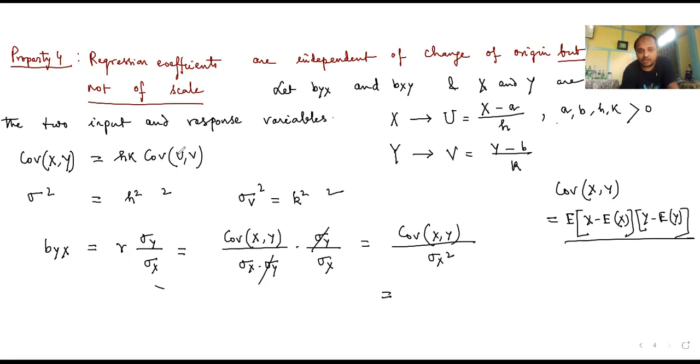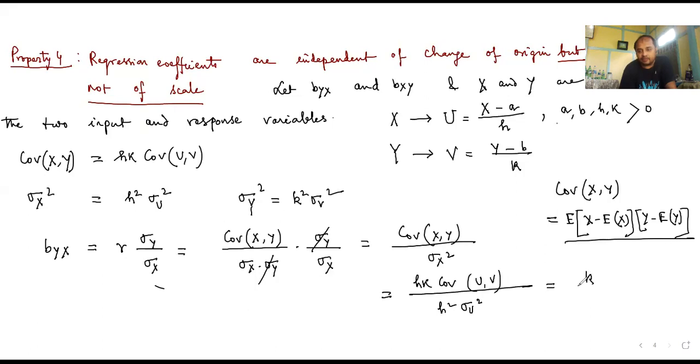Since I'm not doing the whole calculation, you can start from calculating the covariance of uv. Then that would be equal to 1 by hk into the covariance of xy. And sigma x squared corresponds to sigma u squared, and sigma y squared corresponds to sigma v squared. Just rectify these parts. Now you can substitute, in place of covariance xy, hk into covariance uv, and in place of sigma x squared, h squared sigma u squared.